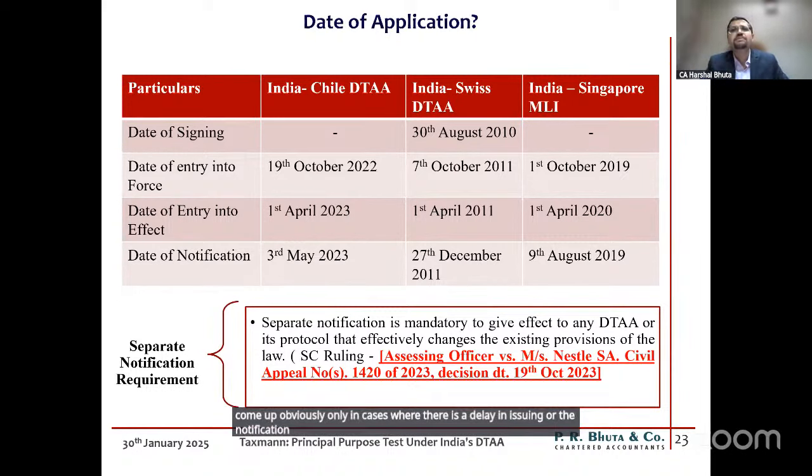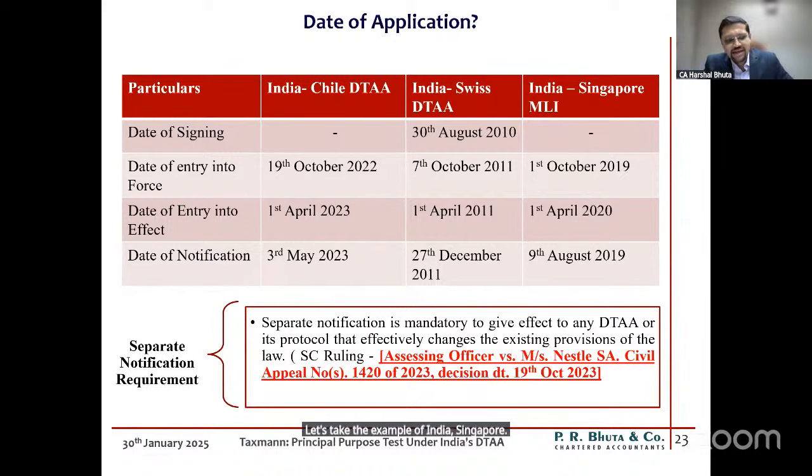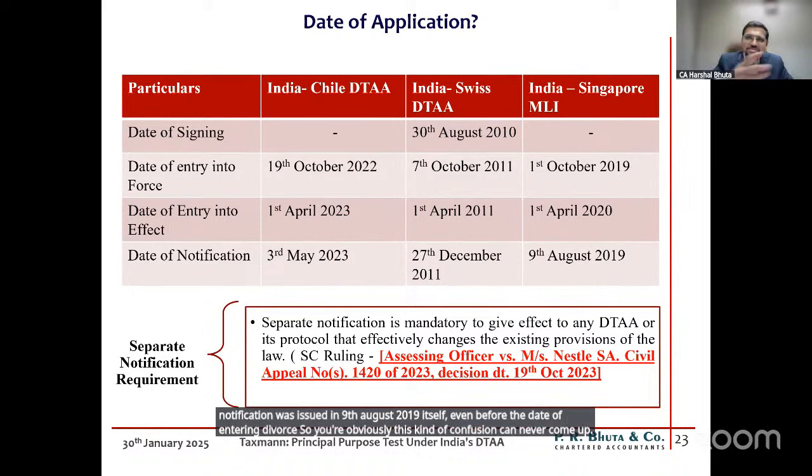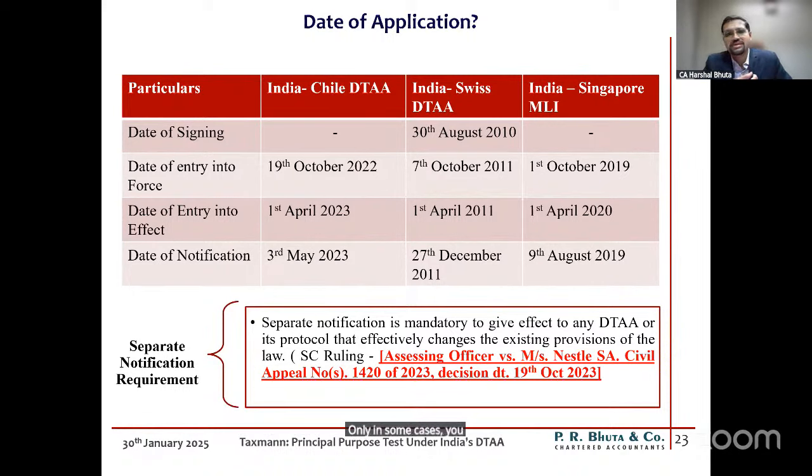Just like for the MLI, let's take the example of India-Singapore. On the MLI, CBDT was very proactive. The notification was issued on 9th August 2019 itself, even before the date of entry into force. So here, obviously, this kind of confusion can never come up. Only in some cases, where there is a mismatch in the dates, some kind of confusion can come up.